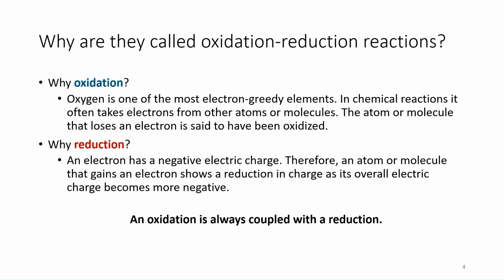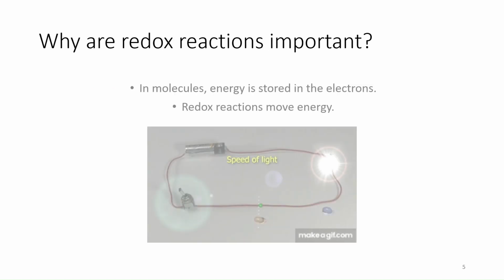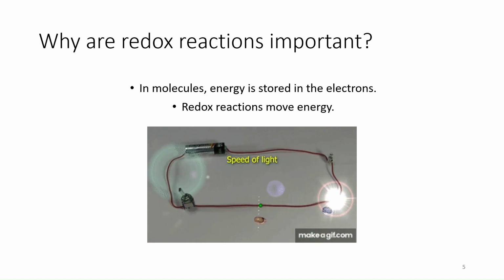And we cannot take without something else giving. These reactions are always coupled. So an oxidation is always coupled with a reduction. And this is important because it is the transfer of electrons that allows the chemical potential energy to be released from atoms or molecules.